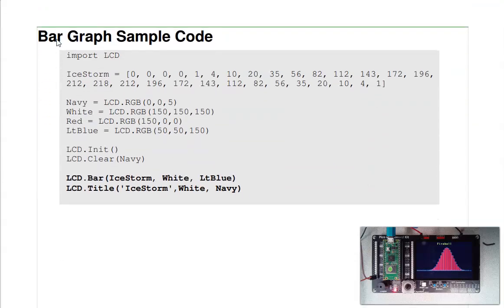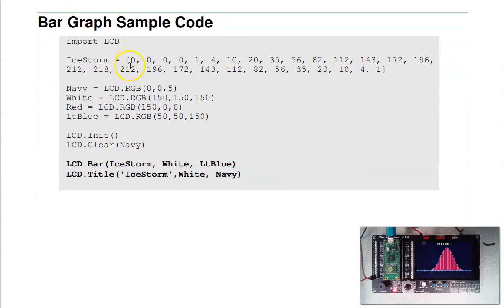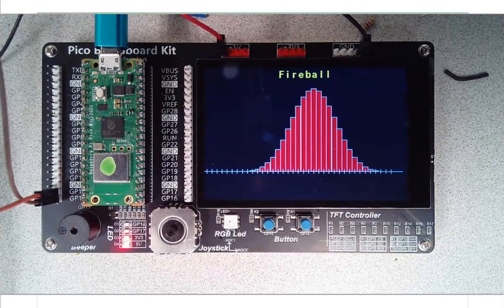For example, if I want to display something like an ice storm spell, I can input the numbers. This is the number of different ways you can roll each number. Define the colors, and then do a bar chart with the data. The edge is white, the fill is light blue, and add a title. Doing something similar, but with a fireball spell. That's a bar chart.